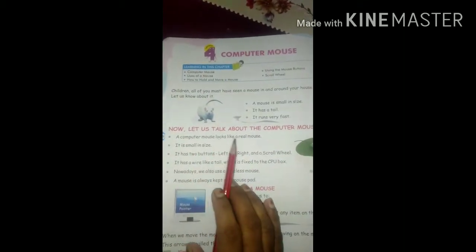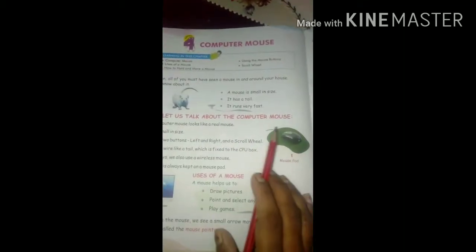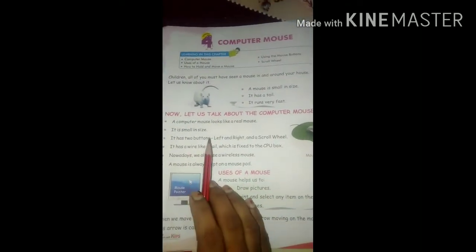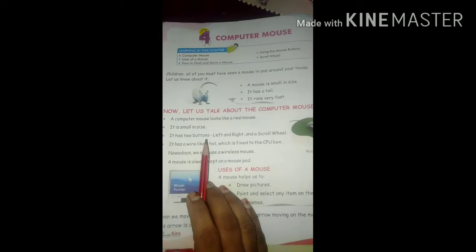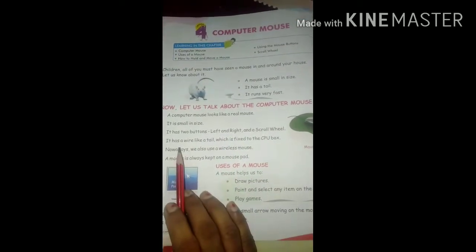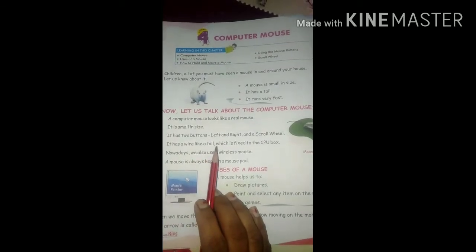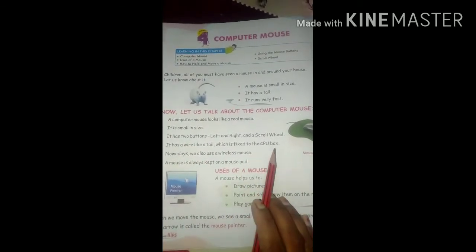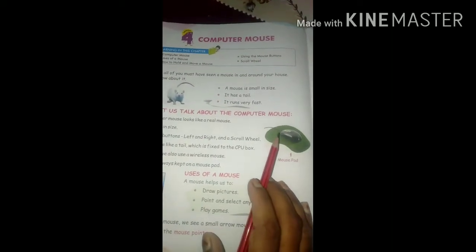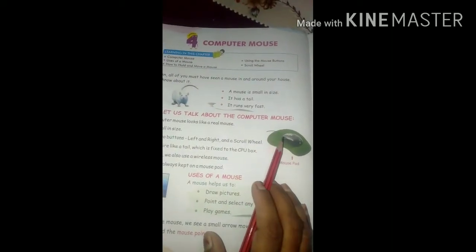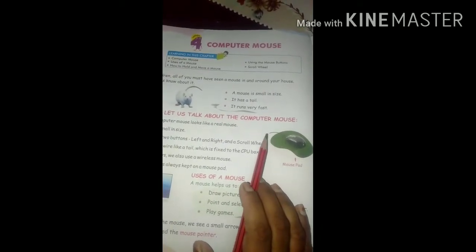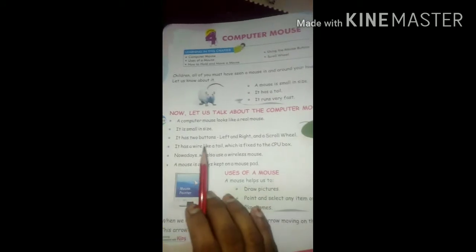A computer mouse looks like a real mouse. See all of you? It is a mouse. It is small in size. It has 2 buttons, left and right, and a scroll wheel. It has a wire like a tail, which is fixed to the CPU box. Children, it is a mouse and it has a tail. This is called wire. It is fixed to the CPU box.